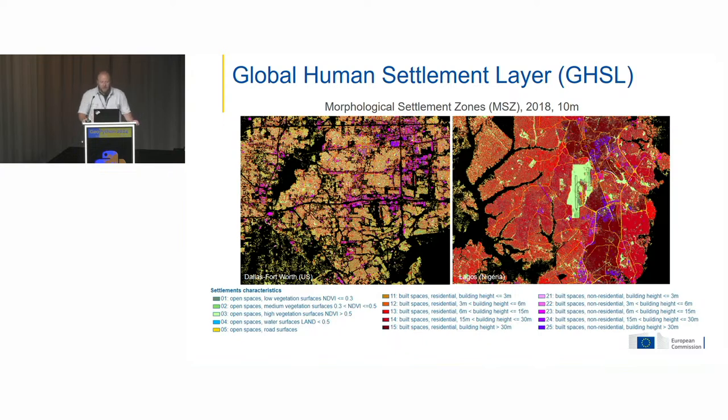This morphological settlement zone data set contains 15 classes. You can see here examples for Dallas, Fort Worth in the US, and Lagos, Nigeria. It basically contains information on residential and non-residential, and then stratification into different building height classes. Then there are also intra-urban open spaces, such as parks, for example. They are additionally disentangled by their NDVI. There is intra-urban water and large roads.